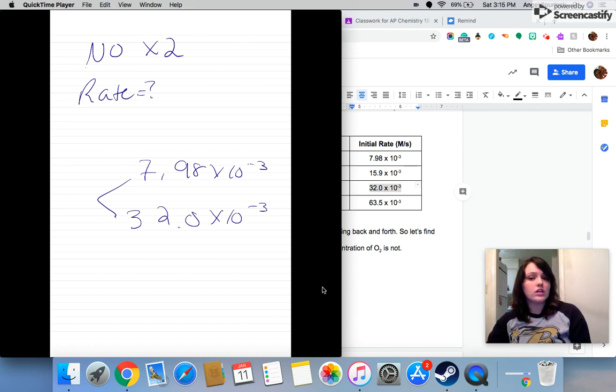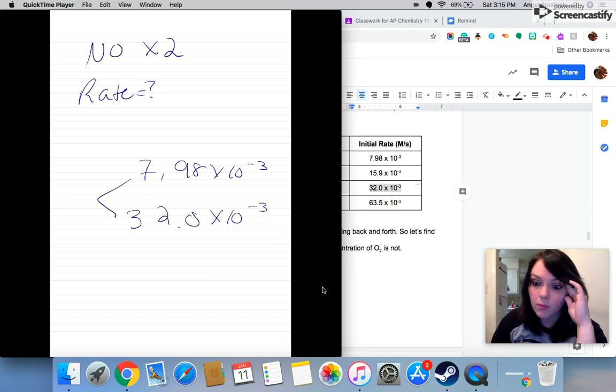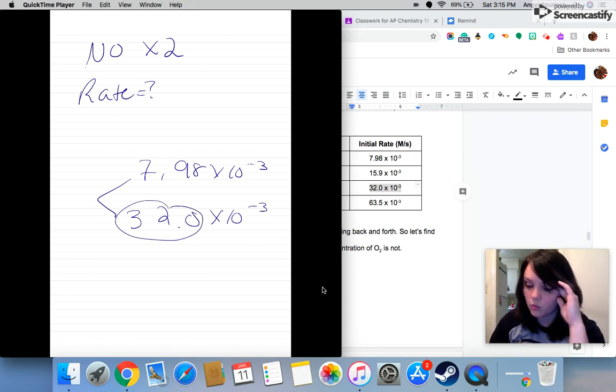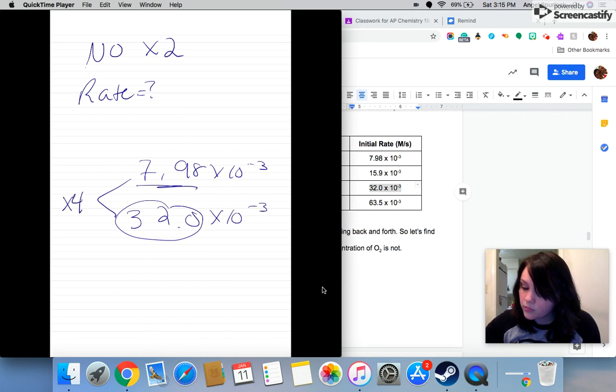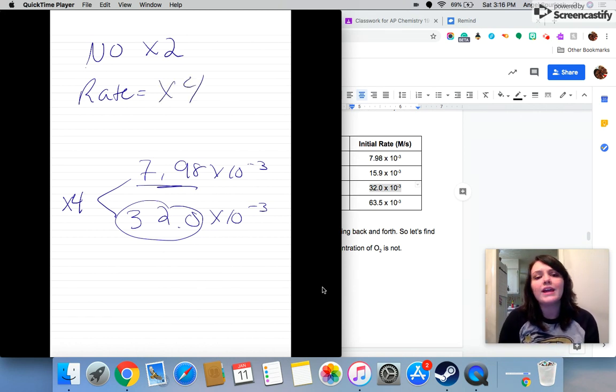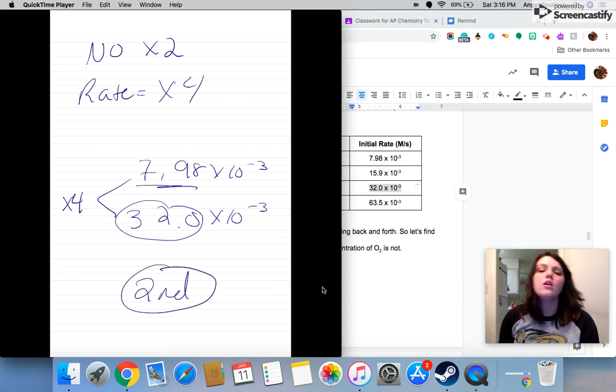So how did the rate change? Well, it didn't double. This is way bigger than what double of this number would be. And so if I were to stick this in my calculator and divide these two numbers, I would find out that the rate quadrupled. The rate quadrupled when I doubled my concentration of this reactant. So which order tells us that when we double our concentration, our rate will quadruple? And the short answer is second order. So NO is a second order reactant.